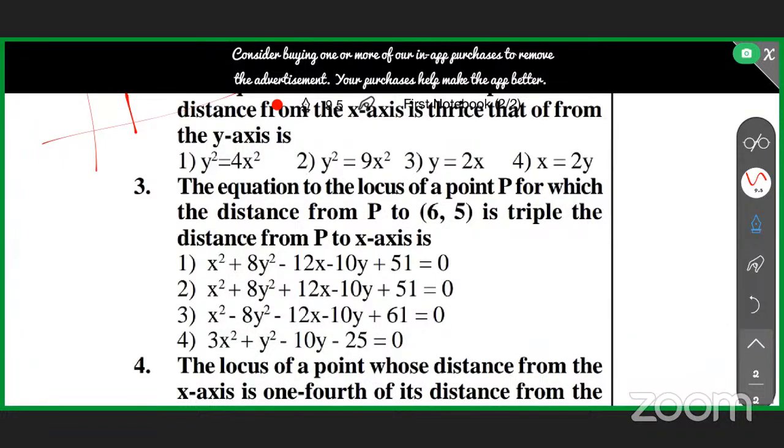I think previously we solved P to y-axis. Now again P to x-axis. So what they're telling is there is one point, some (6,5) here, and this point somewhere, some P is there. From here to here the distance is thrice the distance of this one to x-axis. This distance is 3 times this distance. So basing on that given, I have to find the locus of this point.